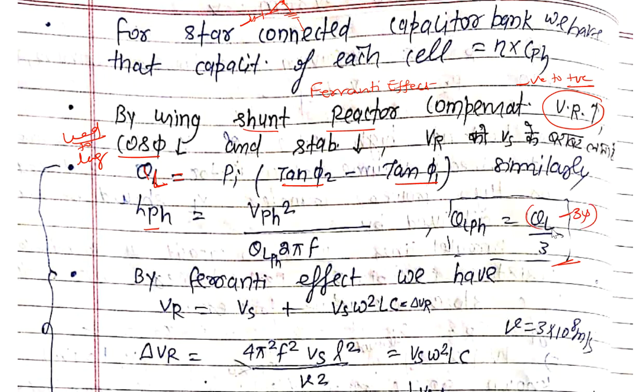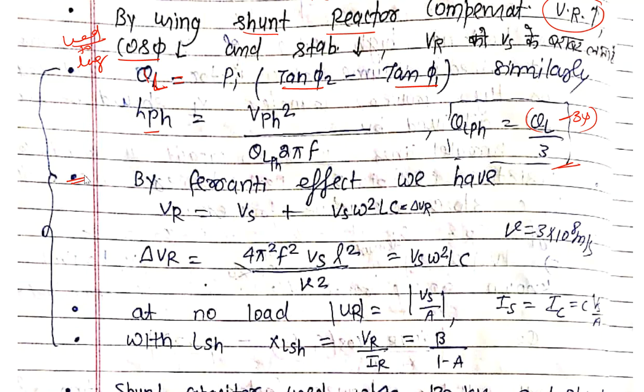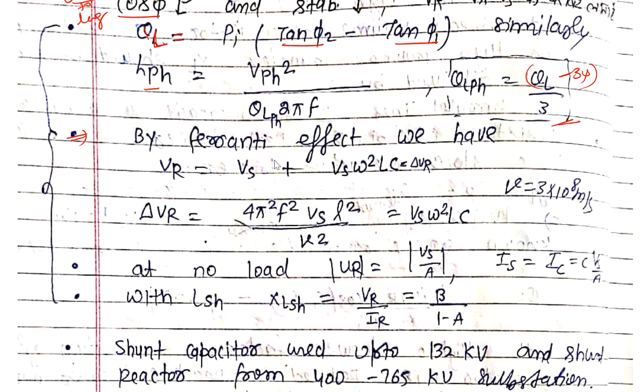QL is nothing but the 3 phase value, which is equal to 3 times the Q line per phase. Now one more important point here: for the Ferranti effect, we know that the receiving end voltage is greater than the sending end voltage. It is higher by the amount Vs into omega square into LC. This is the extra voltage that will be produced, because of the capacitive nature of the line.